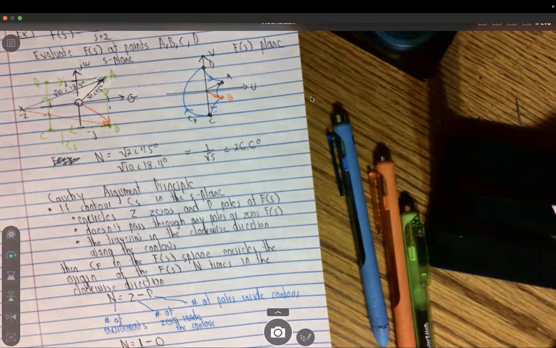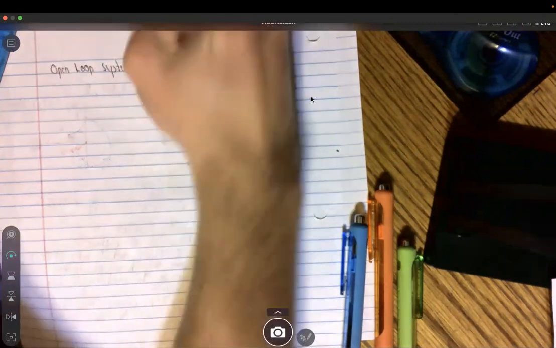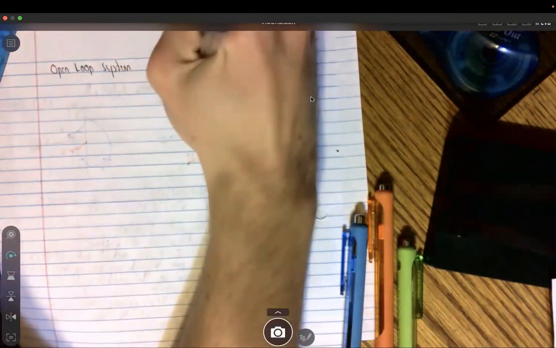Now that we talked about that, we're going to look back at our feedback system. That's going to help us determine what we need to look for when we're trying to determine our stability. What you're going to be familiar with is 2 types of systems. You have an open loop system, and we have a closed loop system, just like we talked about at the beginning of this lecture.